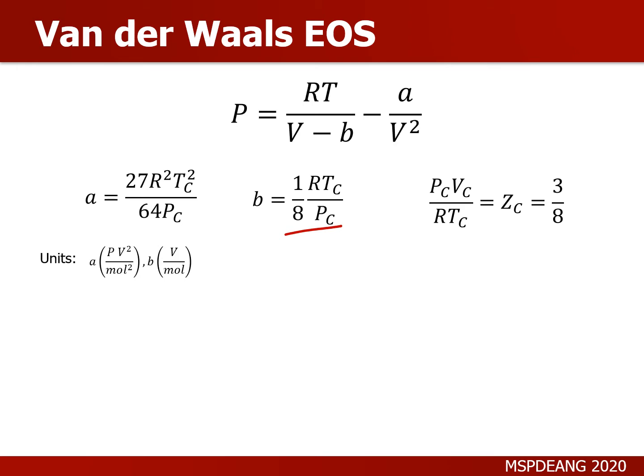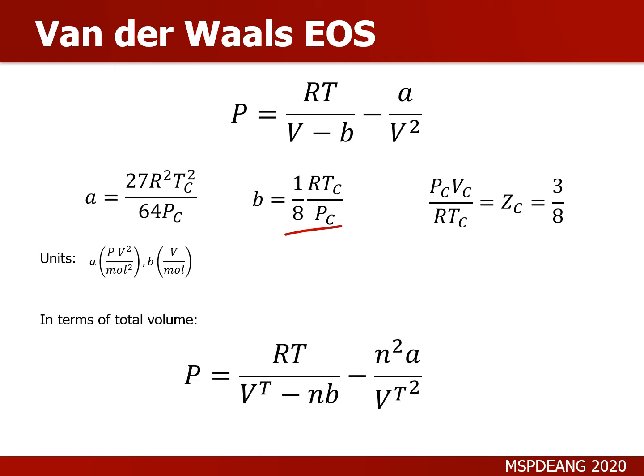Okay, so A should always be pressure times volume squared all over mole squared, and B should always be volume per mole of gas. If you want to evaluate this in terms of the total volume, so P is equal to RT over VT, so total volume na siya, minus NB, okay, minus N squared A over V total volume squared. Okay, so may factor tayo na N squared for A and N for B.